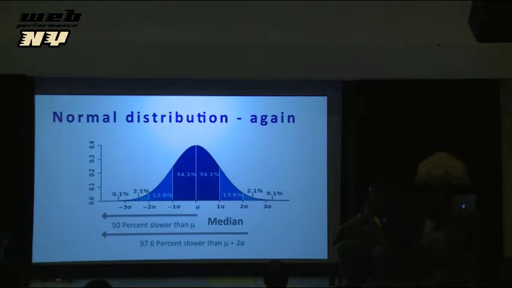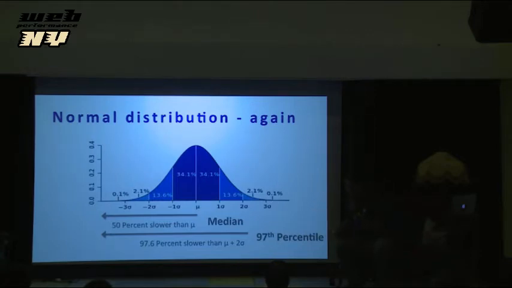97.6% are slower than the mean plus 2 times the standard deviation. So that was the 2 times standard deviation we wanted to use for alerting. This is the 98th percentile. So we can also get the same information by using our data.